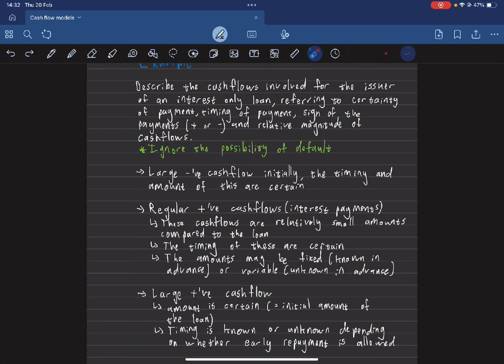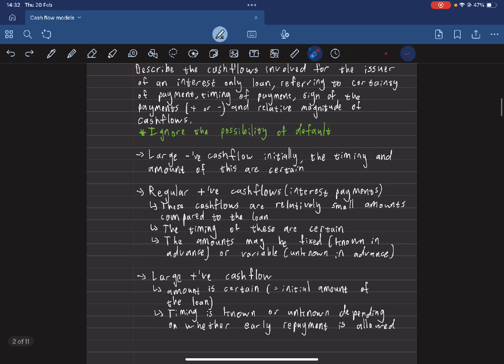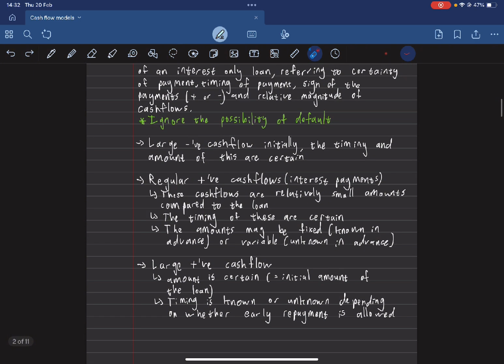And then lastly, we're going to have a big positive cash flow, and the amount is going to be certain. It's going to be the redemption amount, so it's going to be the same as the initial amount of the loan. And the timing could be known or unknown depending on whether early repayment is allowed. So sometimes early repayment is allowed, so then you don't know exactly when the loan is going to be paid off. So then the timing could be unknown.